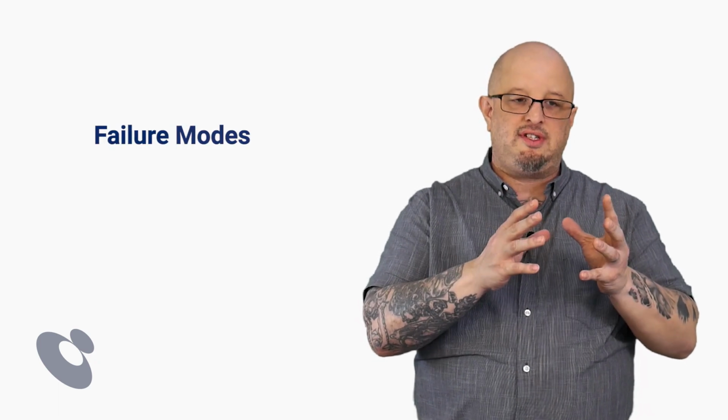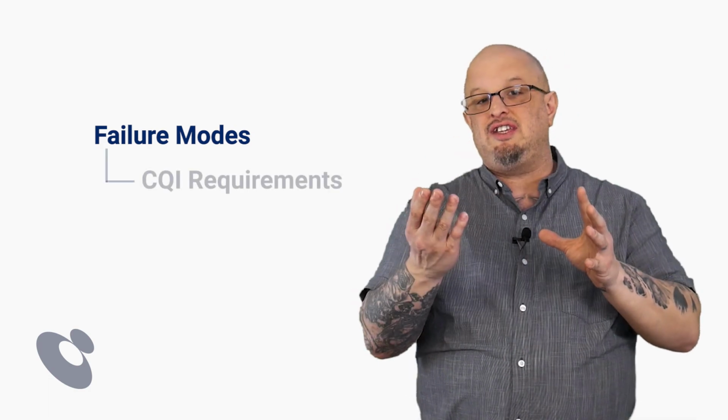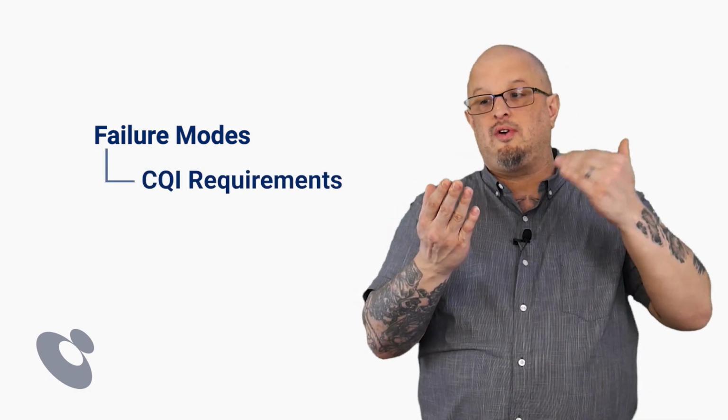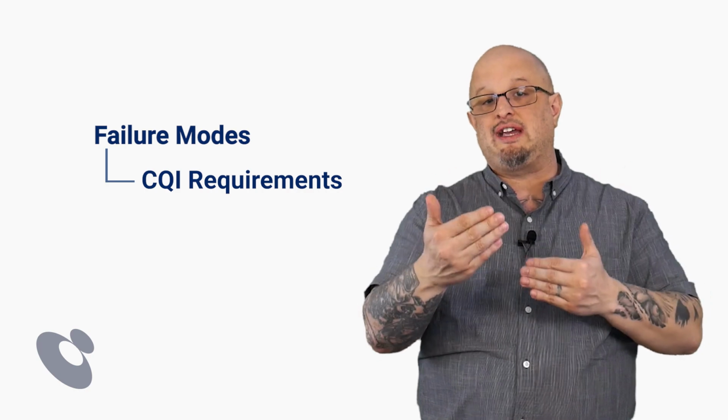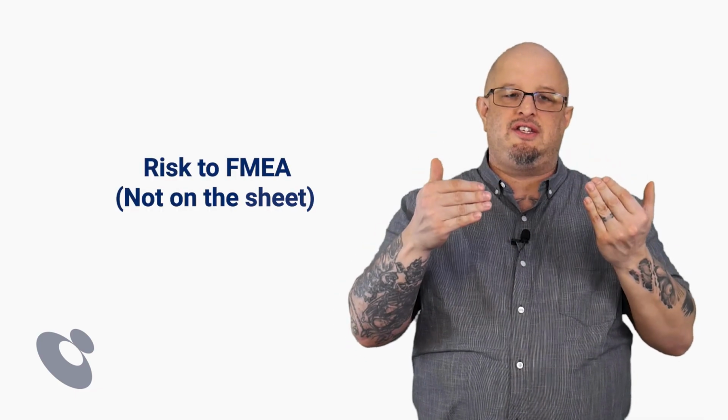So when you think about it, the process FMEA is going to give you a standard set of failure modes, which you can then use to assess against the CQI requirements to determine whether or not you have to add some additional checks to that CQI audit. Now, some of you that might be purists out there are saying, well, the sheet is the sheet, and if it's not on the sheet, I'm not going to check it. If you know that there is a risk to your FMEA and it's not on the sheet, it doesn't make a whole lot of sense then.